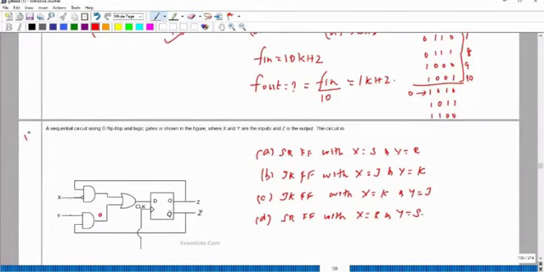Next, 122. So given sequential circuits using D flip-flops and logic gates as shown in the figure, X and Y are the inputs and C is your output. So this is a circuit, a flip-flop.